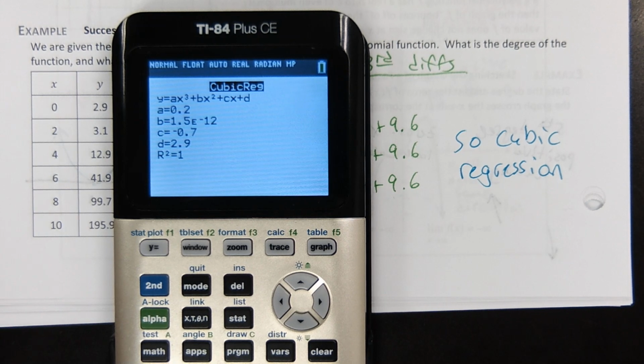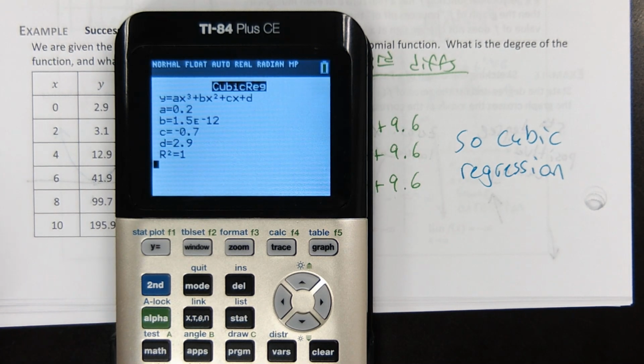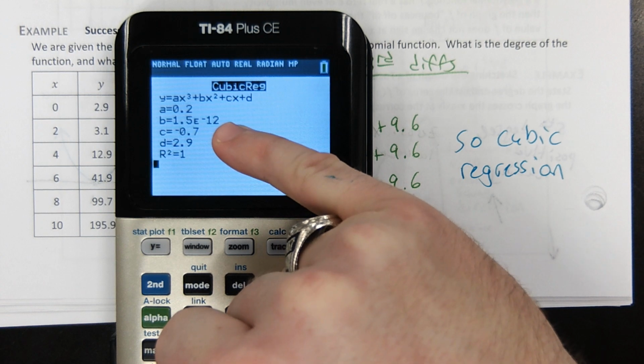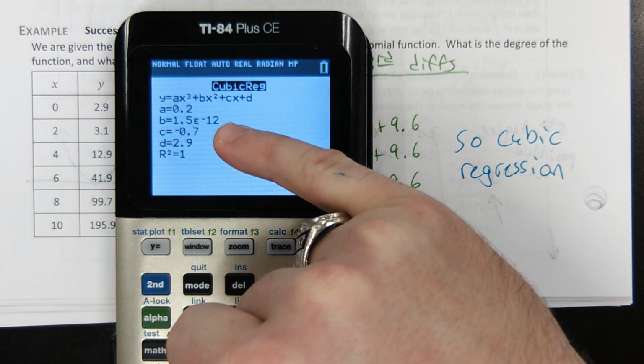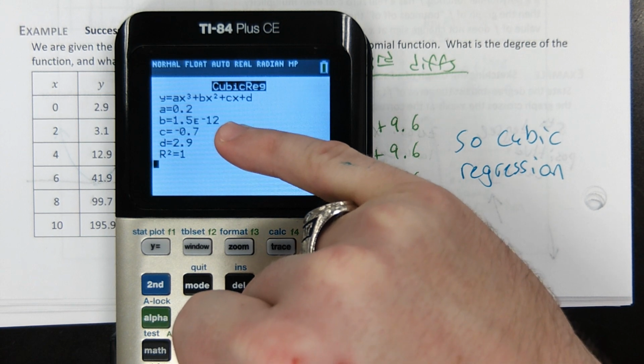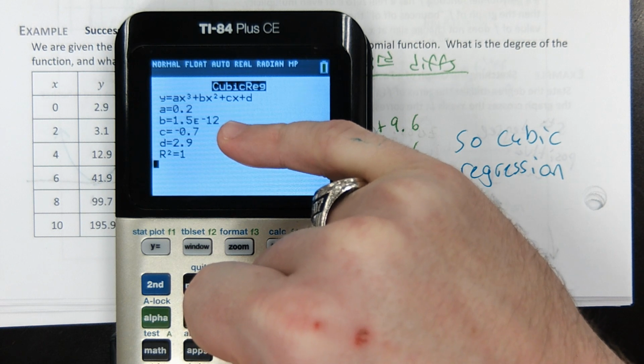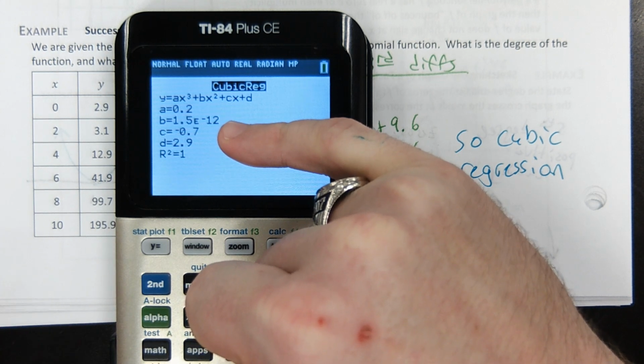But what I do want to point out to you is what is going on with the coefficient for b, meaning the number that sits in front of x squared. Remember that this calculator is not doing a lot of the mathematics like we would have done it by hand. It's doing very complex estimations. And because of that, it'll occasionally give us ridiculous answers like this. This is 1.5 times 10 to the negative 12. It's scientific notation. It's literally 0 point and then 11 zeros and a 1.5. What that means is b is 0. It just couldn't say it, but b is 0.